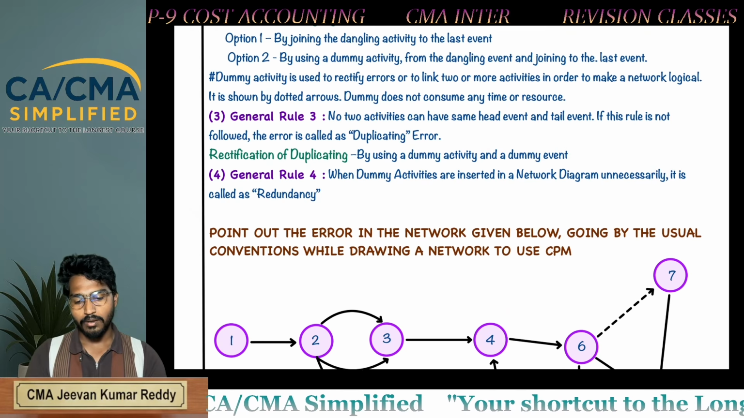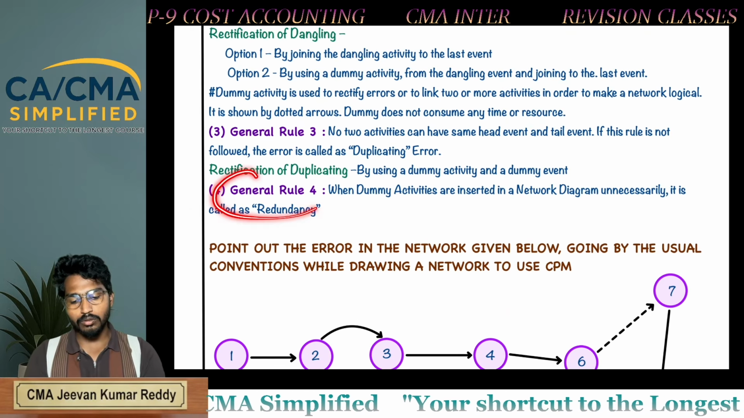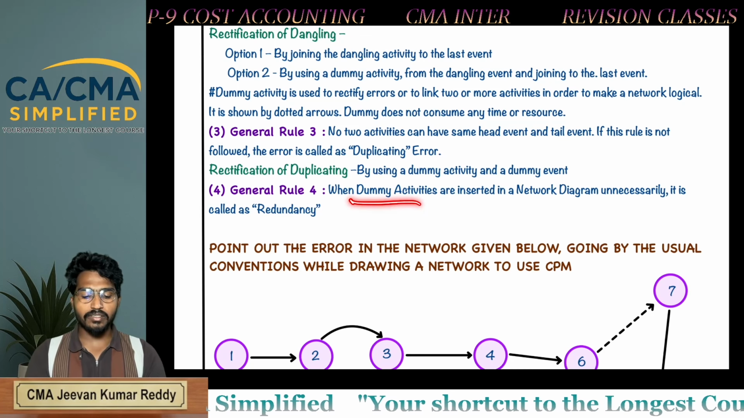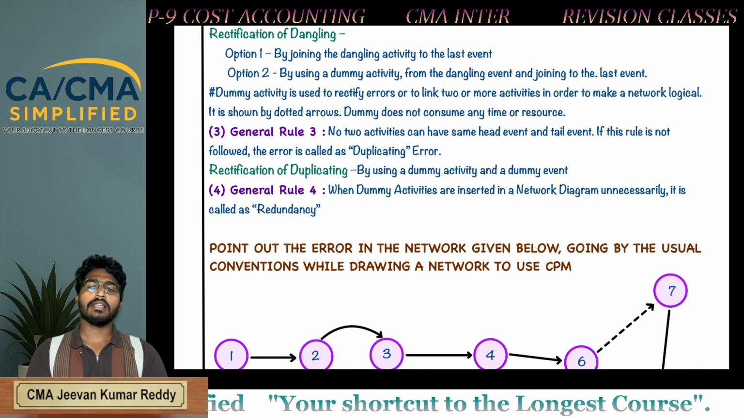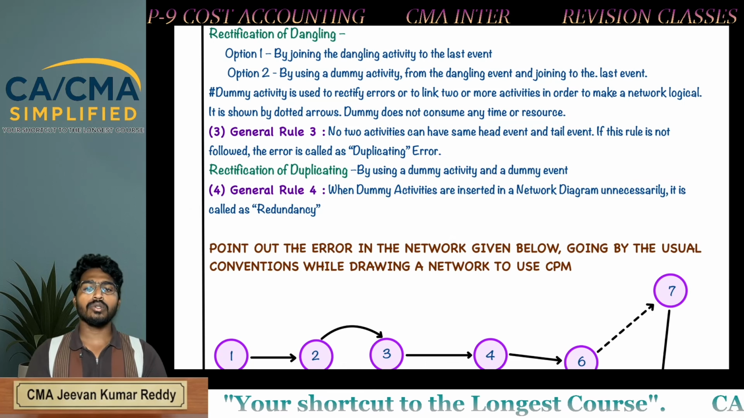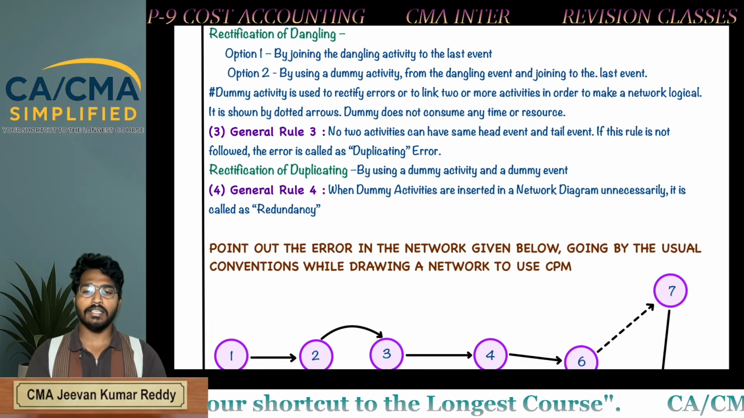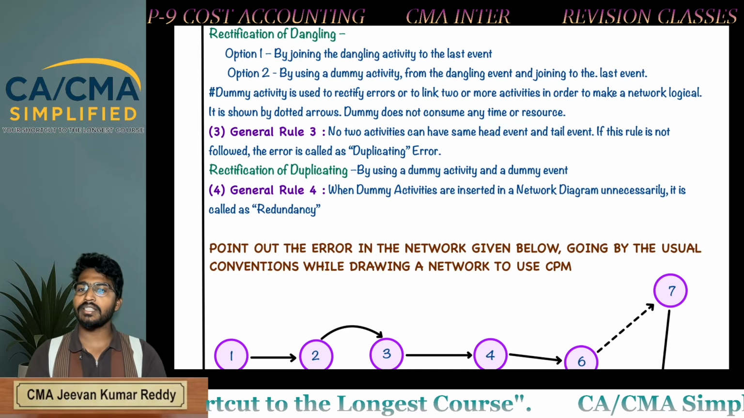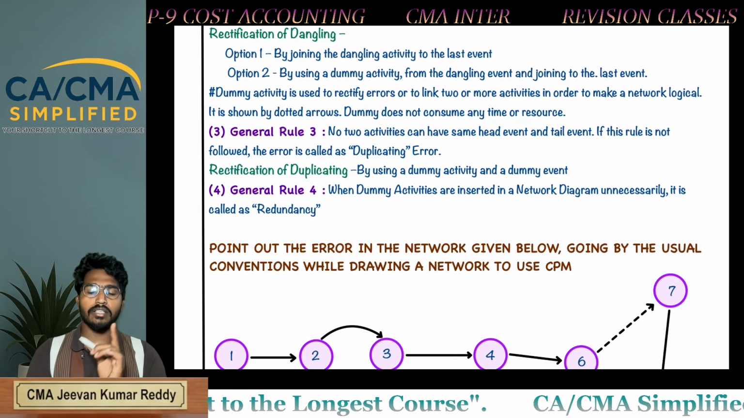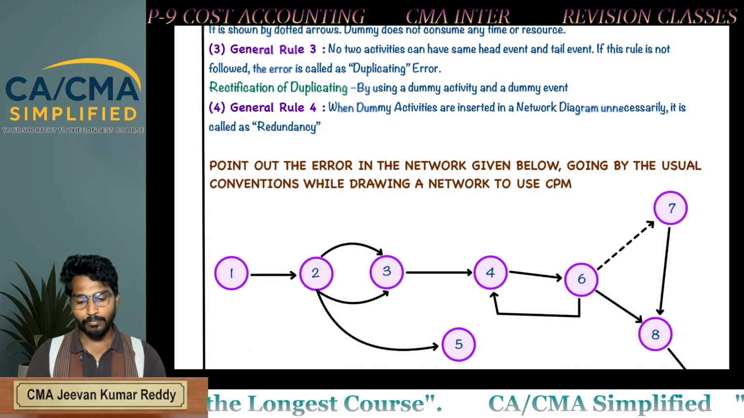Next, general rule 4. When dummy activities are inserted in the network diagram unnecessarily, it is called redundancy error. You are not allowed to use dummy activities unnecessarily. So it is only used for the purpose of rectifying the errors or to make the network diagram logical.